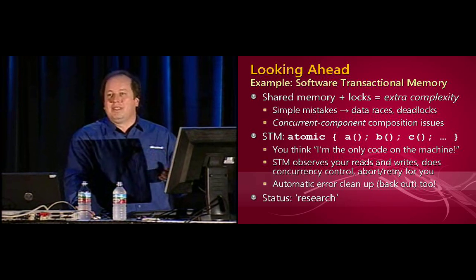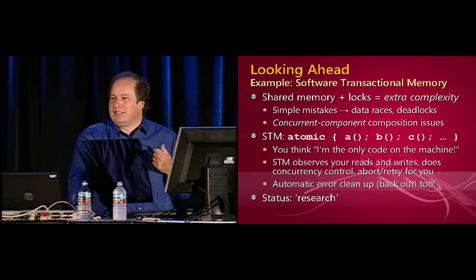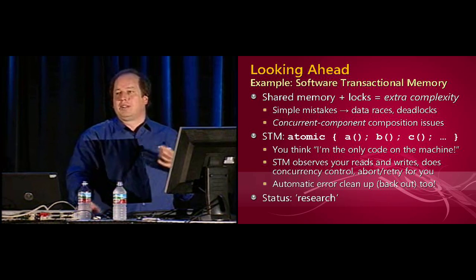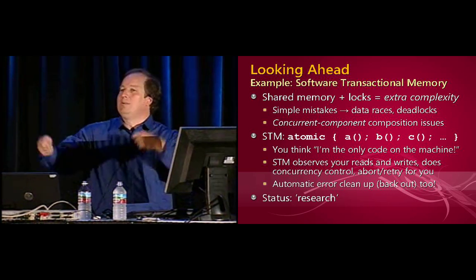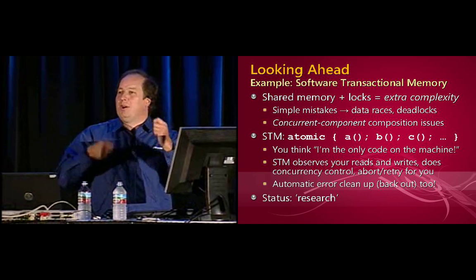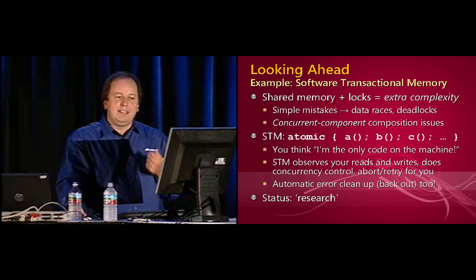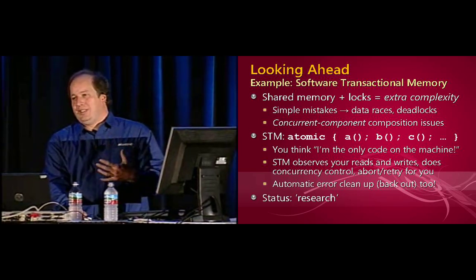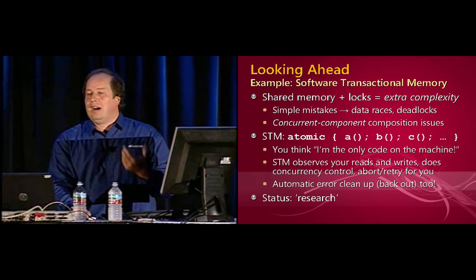So the problem with this is that simple mistakes, small failures of discipline, can lead to data races or deadlocks in your code. And it's particularly a problem if you're writing software components that are going to be running concurrently and you still want to compose them. So separately authored components and concurrency is a real challenge. The great idea about software transactional memory is to apply all the great ideas of transactions for those ACID properties, except durability, for in-memory objects.